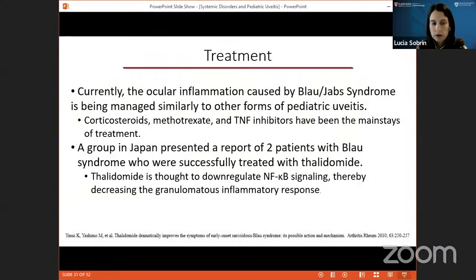We manage it, however, similar to other forms of non-infectious pediatric uveitis, with corticosteroids, methotrexate, and TNF inhibitors being what's usually used. Interestingly, a group in Japan reported on two patients with Blau syndrome who were treated with thalidomide. Thalidomide specifically downregulates NF-kappa-B, therefore could be a more targeted treatment for these patients.